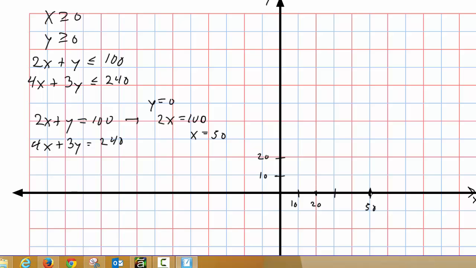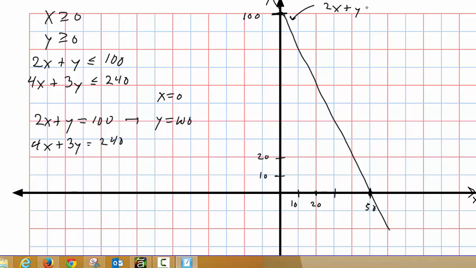Now we need to know where it's crossing the y-axis. The y-axis is where x equals 0, so we plug x equals 0 into that equation, and we just get y equals 100, so we need to count up 10 units. That would be up here. And now we just need to connect those with a straight line. So that's the line 2x plus y equals 100.